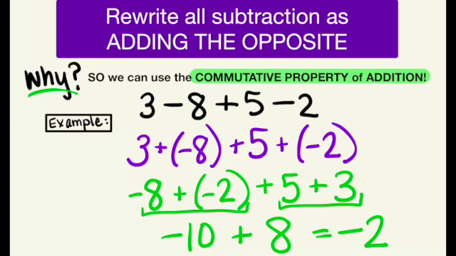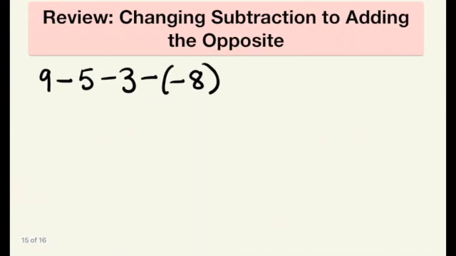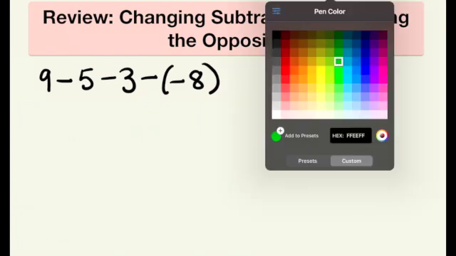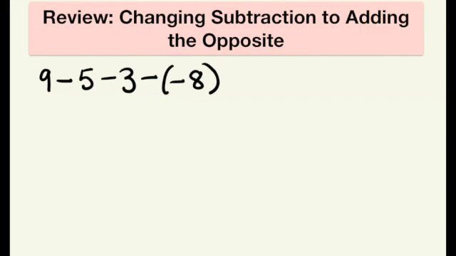So let's do a couple examples of remembering how to add the opposite. How do we actually do that? So we're going to review changing subtraction to adding the opposite. We're going to start with 9 minus 5 minus 3 minus negative 8.